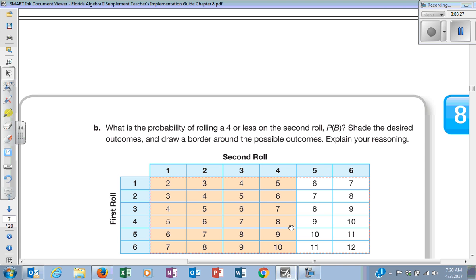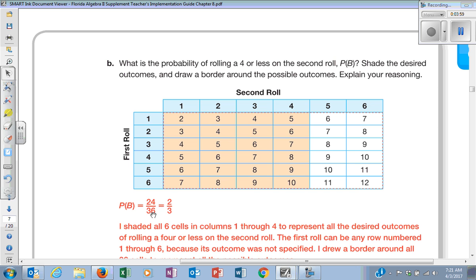So for this event, how many different outcomes are there that I want? Since I'm only worried about the second number cube, how many numbers are 4 or less? Well, what'd you say? 4 of them. 1, 2, 3, 4. Out of how many numbers are on the number cube? And what does 4/6 really reduce to? 2/3. If you count all the boxes, you'll see that there's 24 out of 36, which also reduces down to 2/3. Does that make sense?